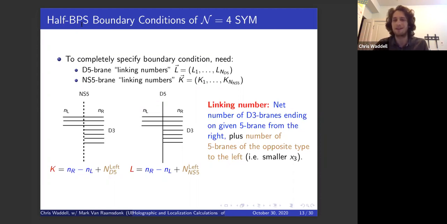of the X3 coordinate. So I guess as an example, in the diagram shown here, we can think about the NS5-brane, which is at the left of the diagram. So the net number of D3-branes ending on this NS5-brane is 4. But to get the linking number, we would also have to add the number of D5-branes which appear to the left of the NS5-brane in this diagram.